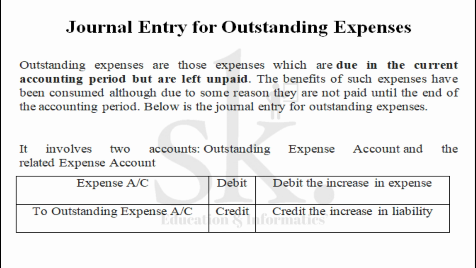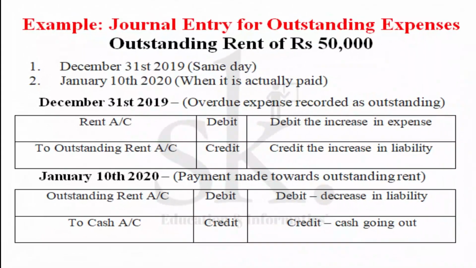Since it's an increase of an expense, the expense account has to be debited as per the nominal account rule. Outstanding expense, on the other side, is a liability because you are required to pay a certain amount of money for the service you already got, and since it's an increase in liability it has to be credited. So in the journal entry for an outstanding expense, the respective expense account is debited whereas the outstanding expense account is credited. Let's understand this with the help of an example.